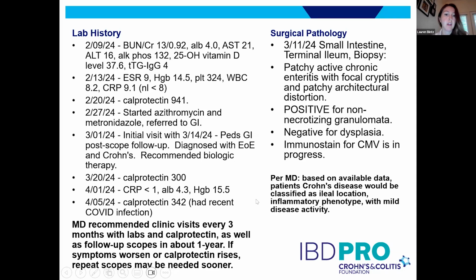And so the physician recommended clinic visits every 3 months with labs and calprotectin, as well as follow-up scopes in 1 year. If symptoms worsened or calprotectin was rising, repeat scopes may have been needed sooner. So really nothing jarring about these labs at all. Nutrition labs looked good, and calprotectin had been falling on the modified diet that the patient was on.